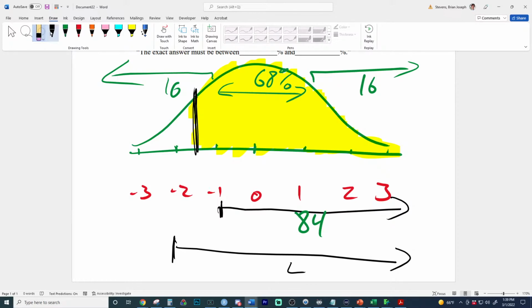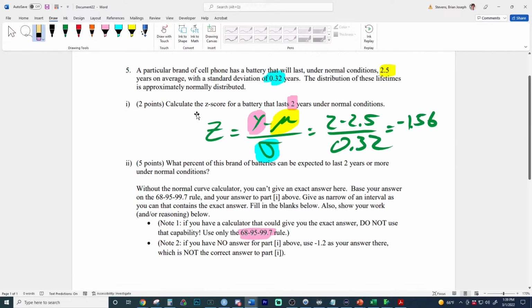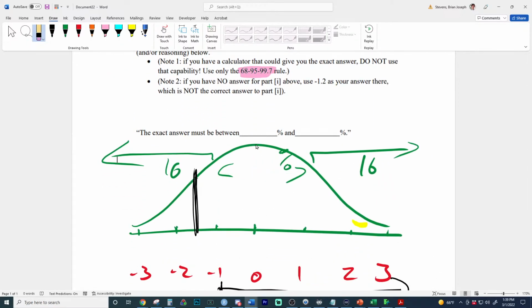And then we need to figure out the second arrow. We're going to lose the shading right here. Whoa, no, we can't lose the normal curve. We need that to solve it. Oh, there we go. Perfect.